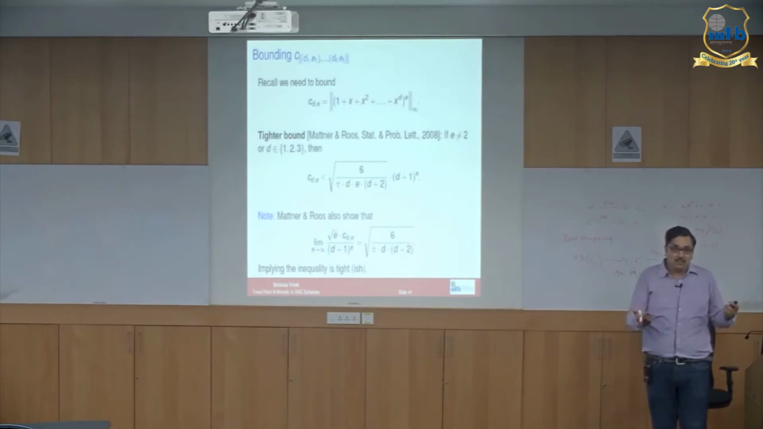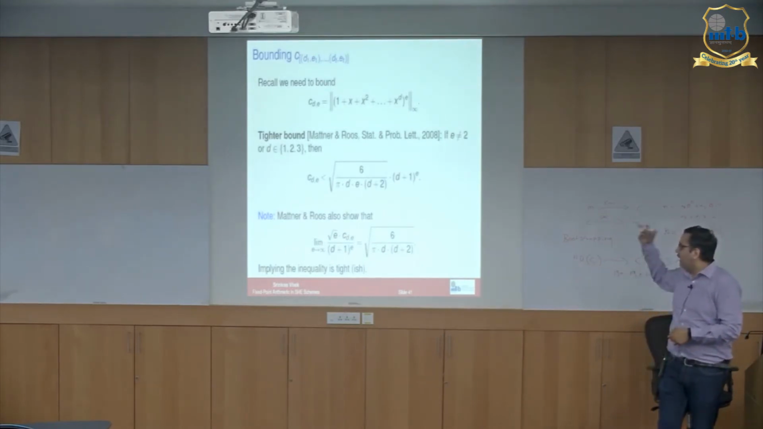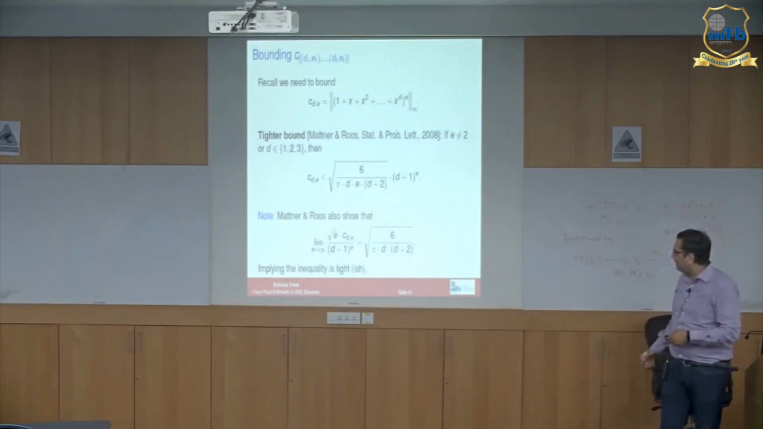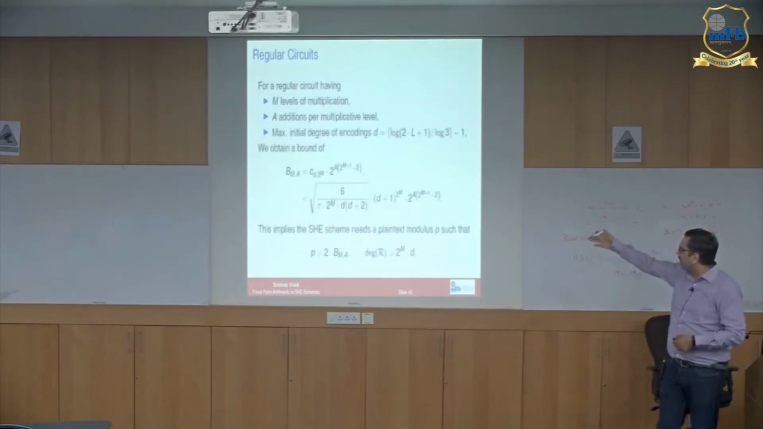The binomial expansion is so well known. The moment it gets generalized, it becomes difficult. I could not even understand the proofs, we just used the results. Okay. And then for a regular circuit, we can give closed bounds. This is where we choose the parameters.